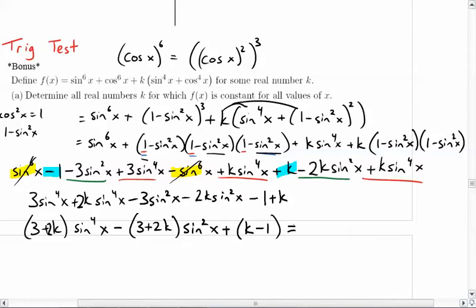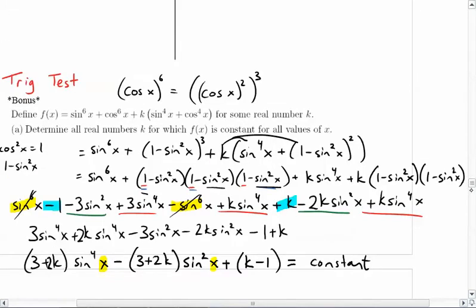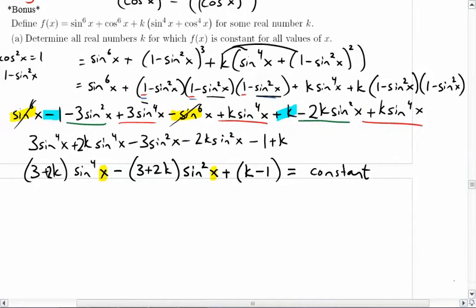So now when is that going to be equal to a constant? Well, the trouble is, as long as I have x's, then this is going to be a graph that changes. It goes up and down periodically. So the only way that this can be a constant is if I don't have any x terms, if these things are 0. Then I'll have 0 sine x's, 0 sine squared x's. I'll only have k minus 1, which will be a constant.